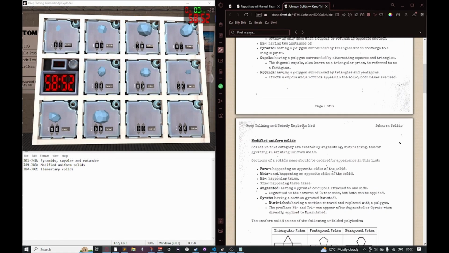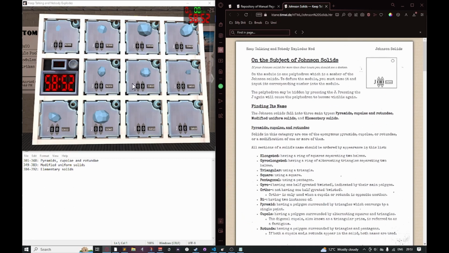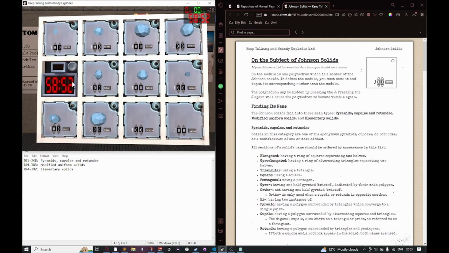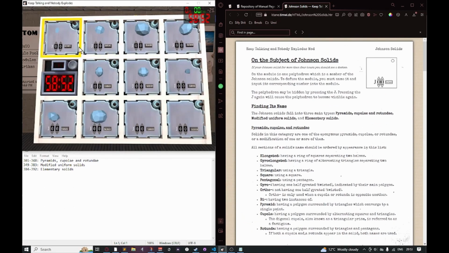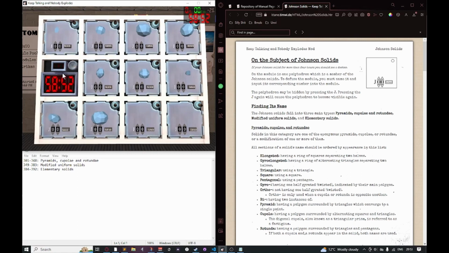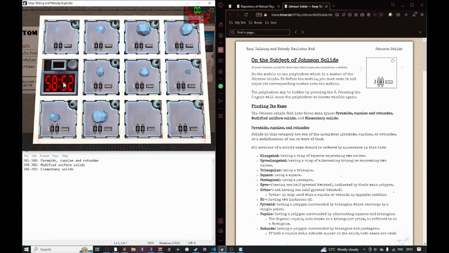This tutorial will aim to make this module more viable as basically a defuser solo, as opposed to a module where you go back and forth with the experts talking about the shapes on a net and which shapes are connected to which other shapes.